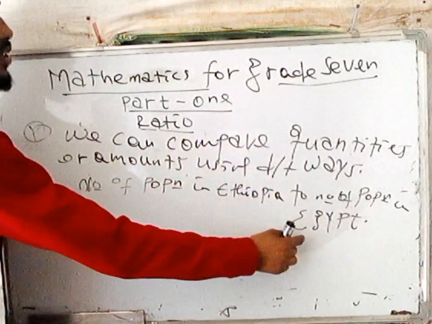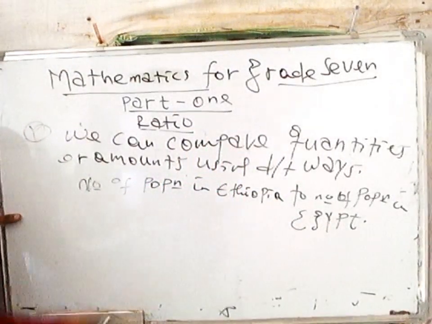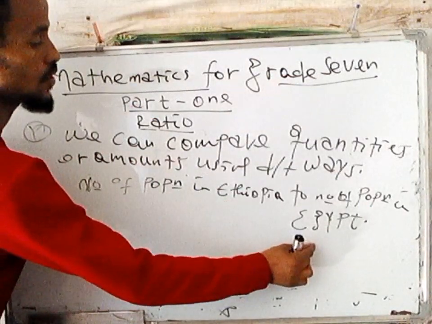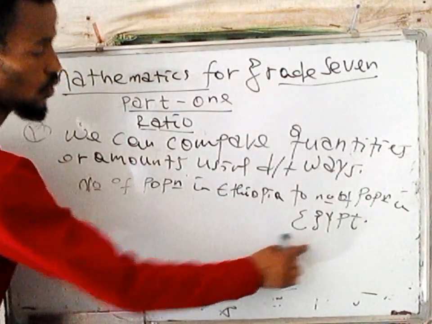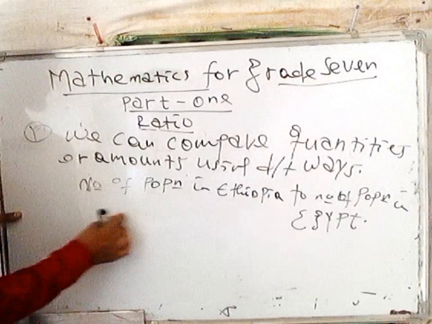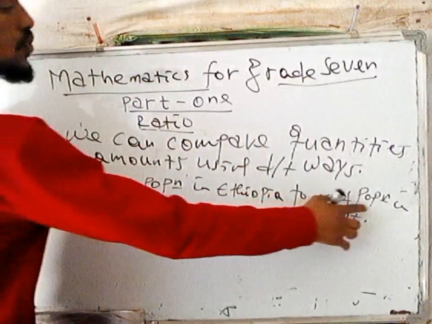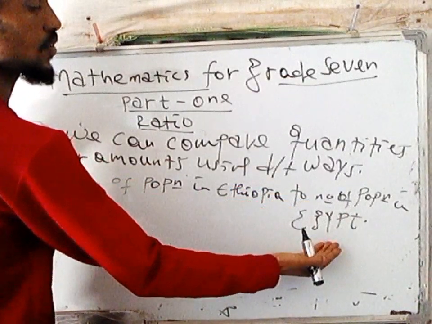So Ethiopia is one part of the Africa and Egypt is another part of the Africa. So here I am comparing what? The number of population in Ethiopia to the number of population in Egypt.